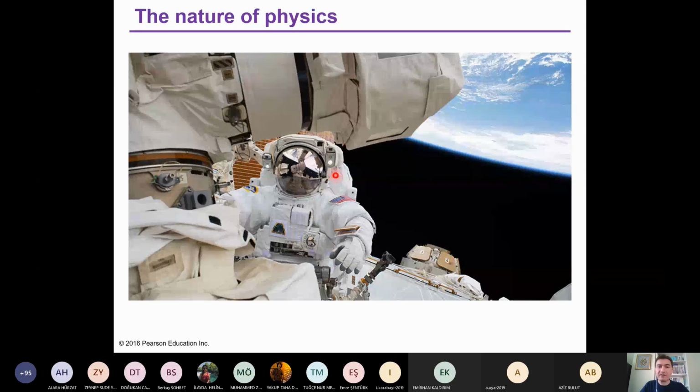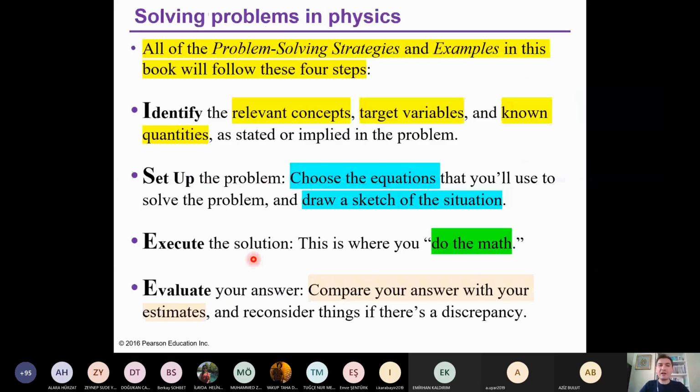This is an astronaut. This is the International Space Station. This is Earth. And this International Space Station, ISS, is traveling around the Earth. And there are physicists and technicians within that ISS, and they are doing experiments. For example, this guy is outside of the ISS and repairing something. Physicists are doing experiments.